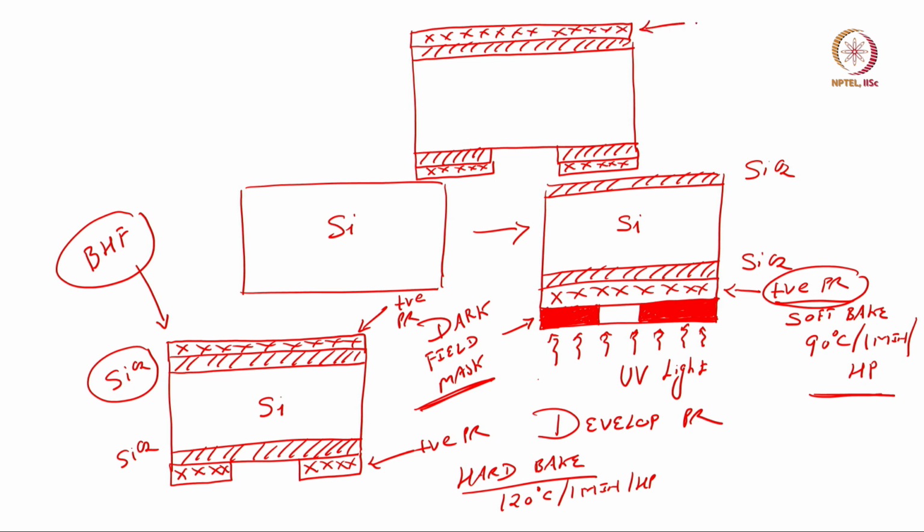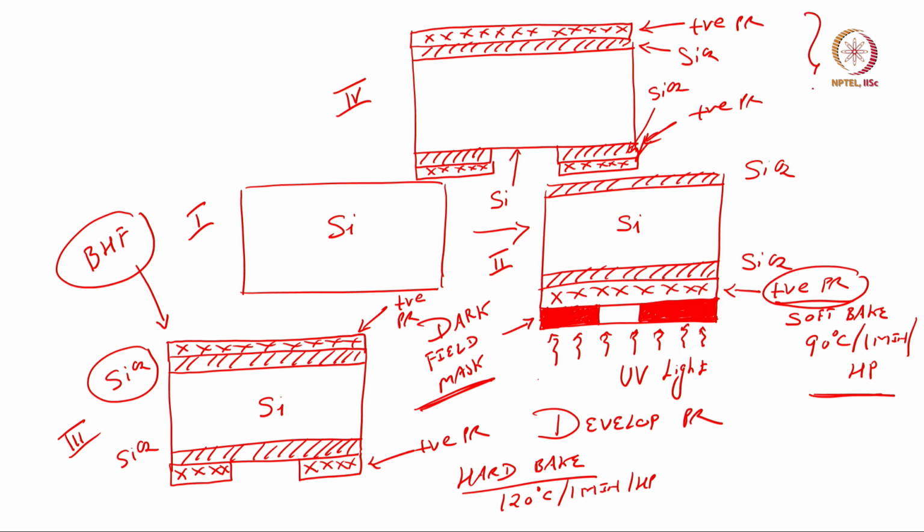So, this is my positive photoresist, this is silicon dioxide, this is positive photoresist, this is silicon dioxide, this is positive photoresist, this one is silicon dioxide. Okay. And you can see here, now we can see silicon, is not it? So, this is the first step, this is the second step, this is the third step, and this one is our fourth step. Okay.